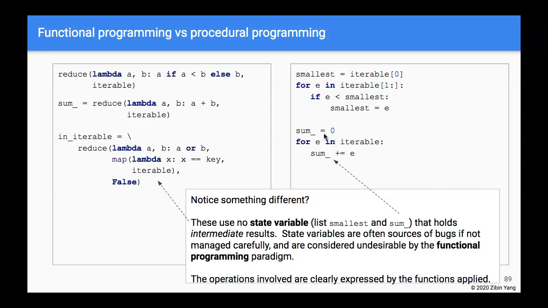So that's something that we have to manage. Same thing for the sum, right? We have to initialize the sum to some value, and then for each iteration in the loop, we have to do something with the sum. We have to update the sum, right?